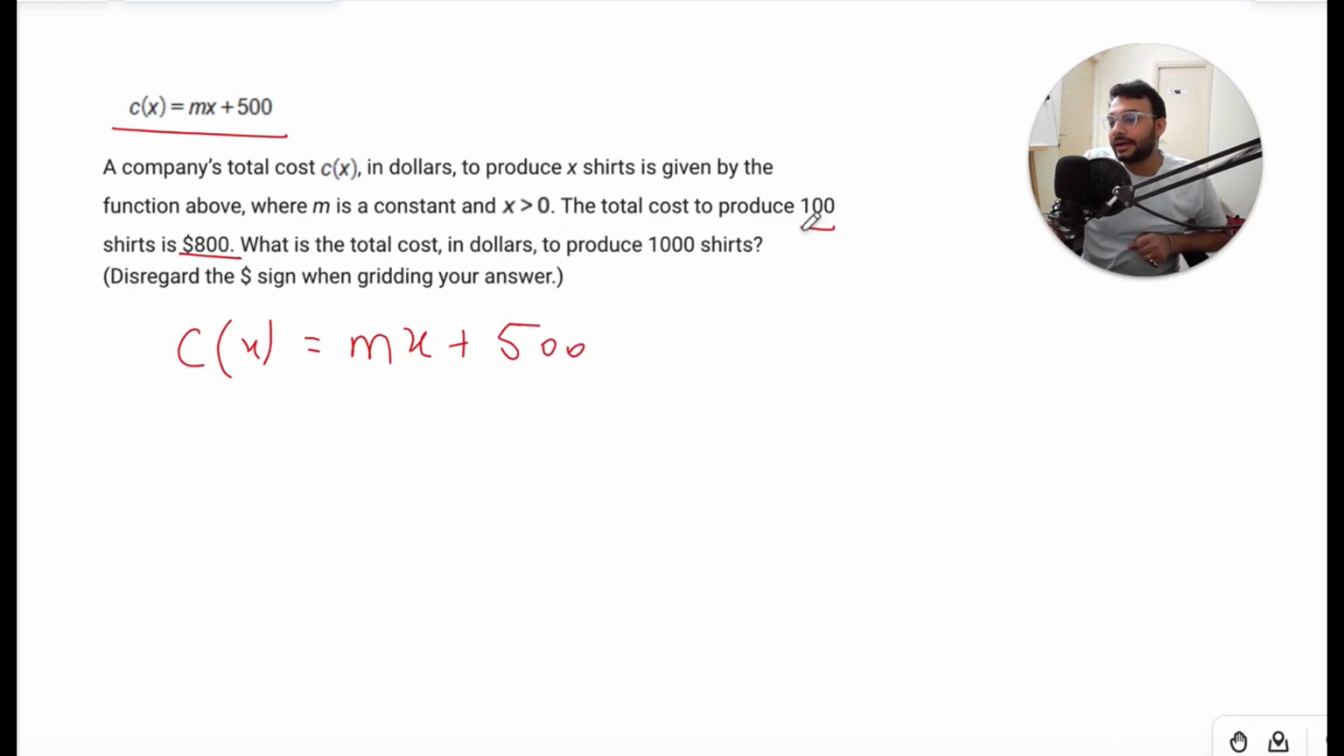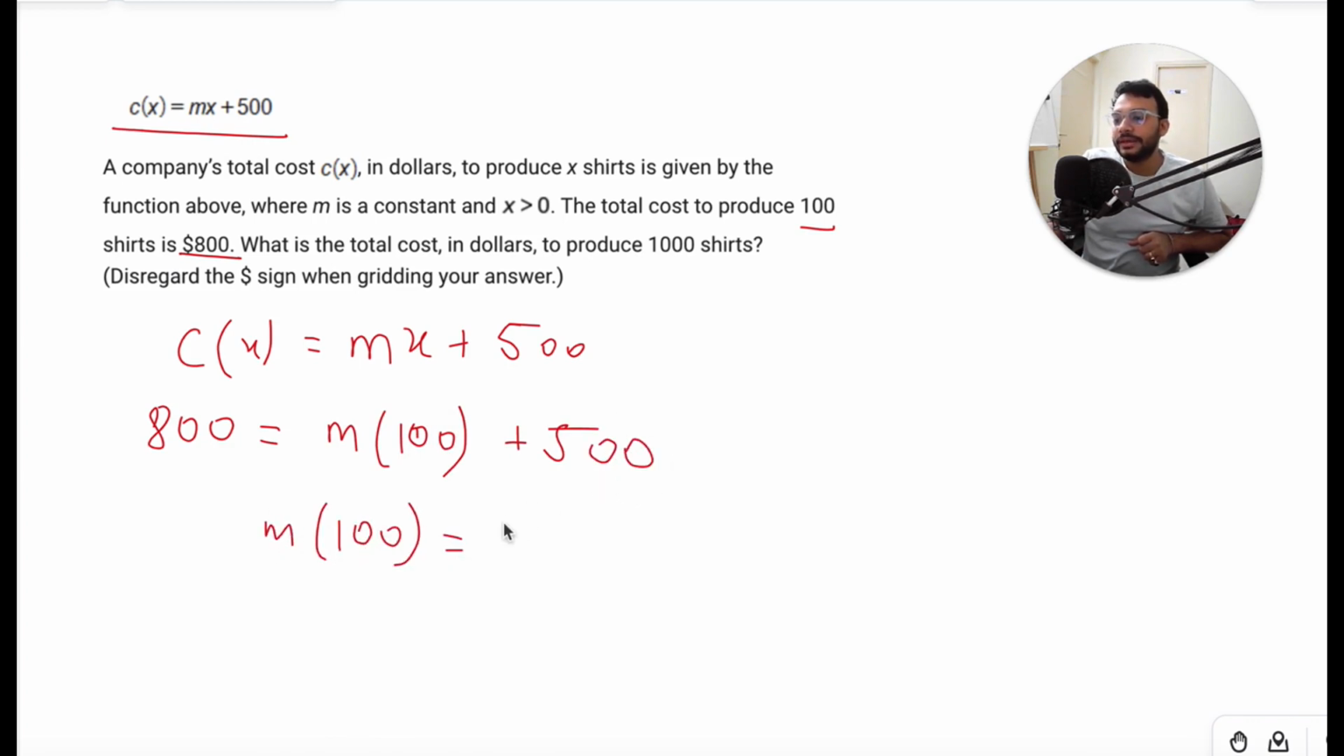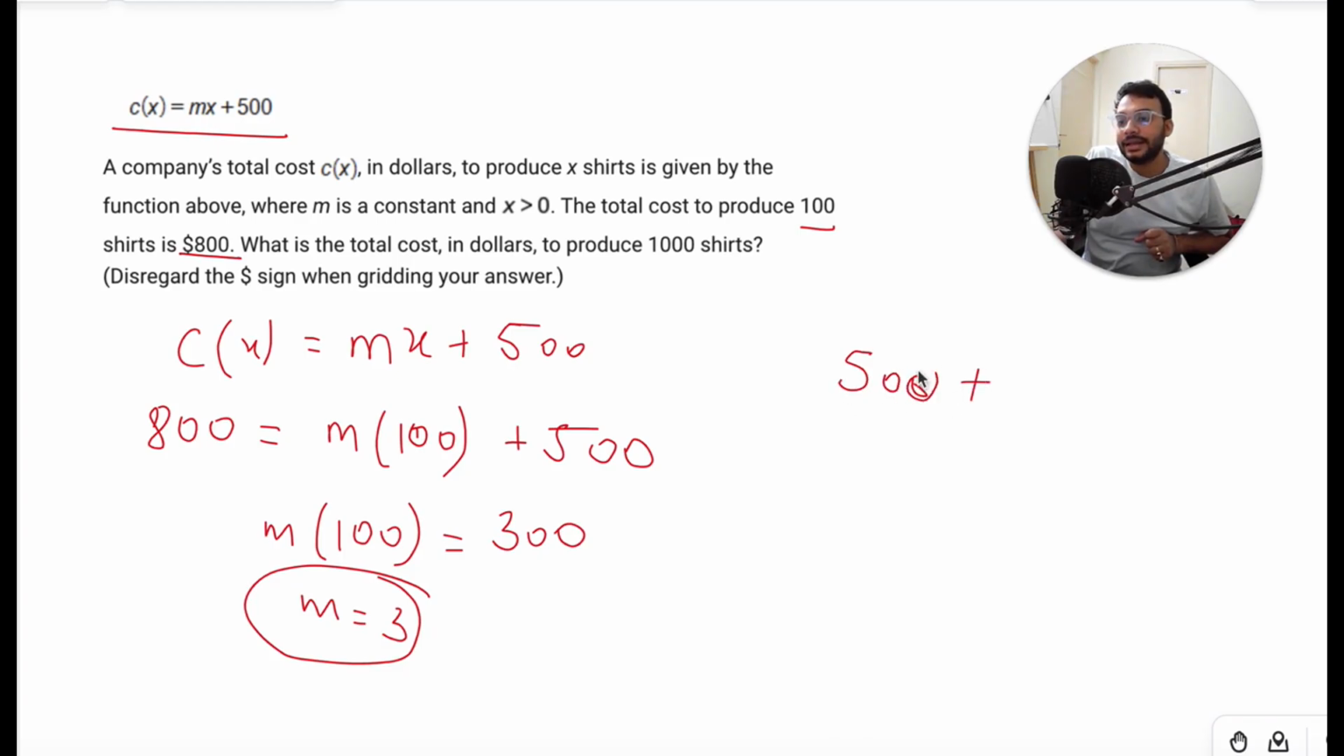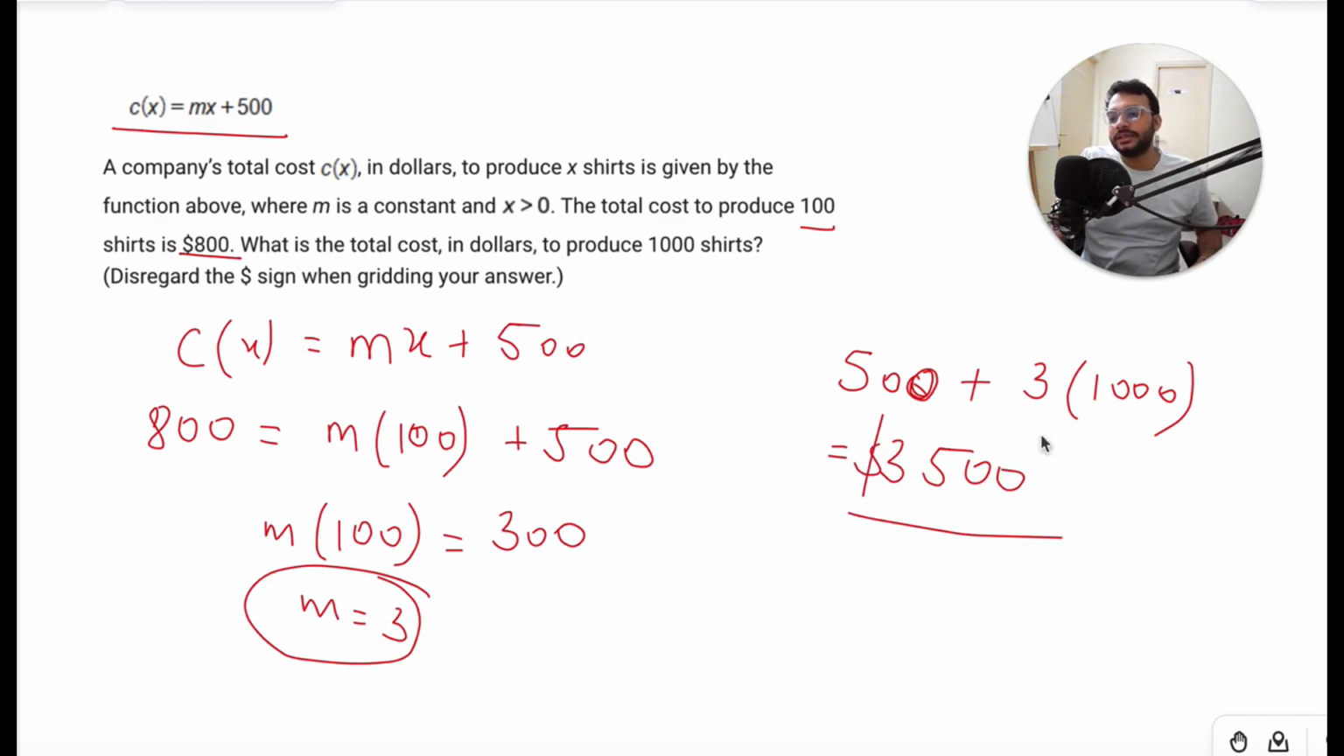To produce 100 shirts, it costs 800. So 800 is equal to m times 100 plus 500. So m times 100 is equal to 300 and m is equal to 3. M is 3 now. Okay. Now they're asking what is the cost in dollars to produce 1,000 shirts. So the fixed cost 500 plus m times 1,000, or 3 times 1,000, which is going to be $3,500. This is the total cost to produce 1,000 shirts.